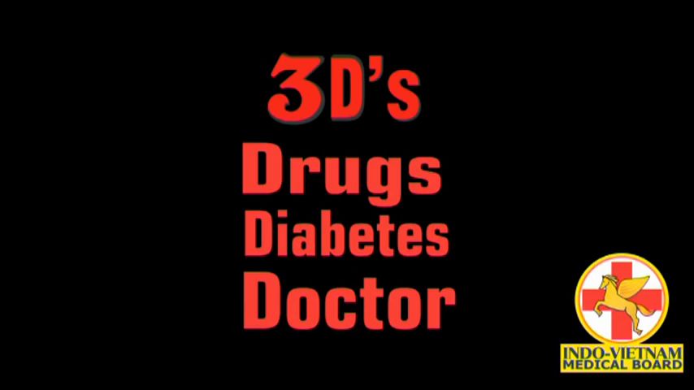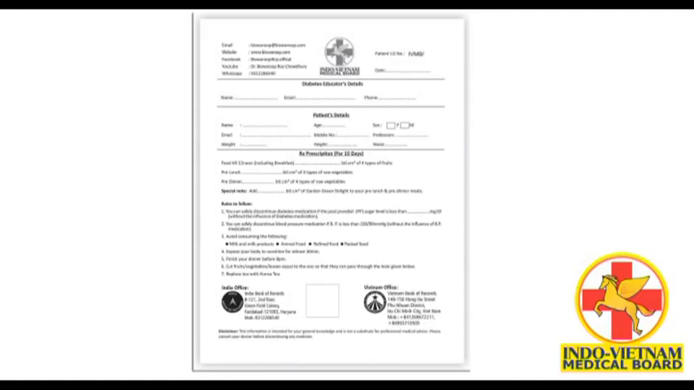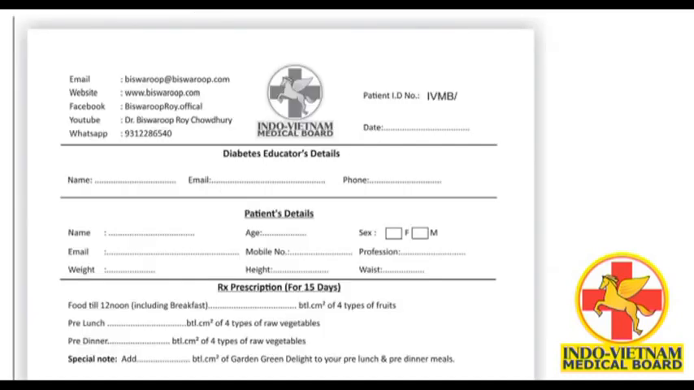How to do it? For that, start with the prescription form, which you might have got in the Diabetes Educator Toolkit. In the prescription form, look carefully at the right hand side top corner. You will find the patient identification number, IVMB number. That is the reference number for the patient, and it will be entered in our data bank, so that in future we can refer to that patient with that number.